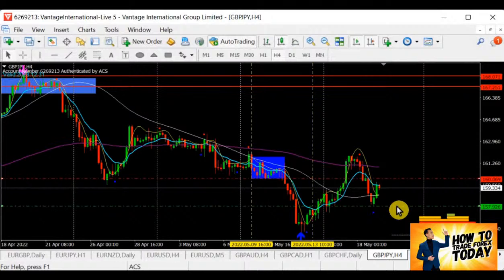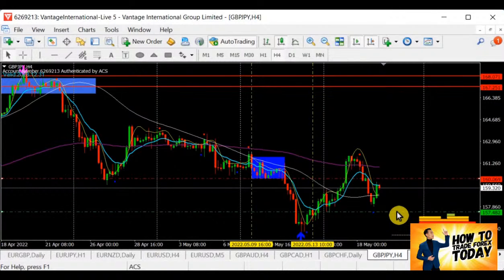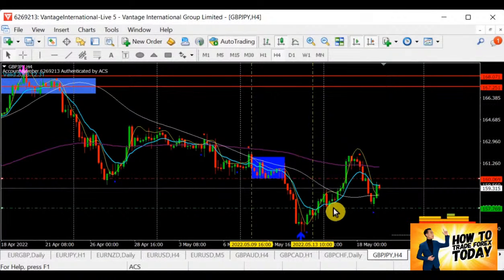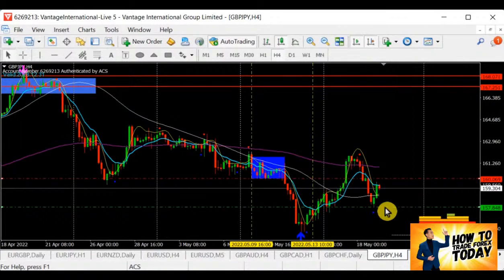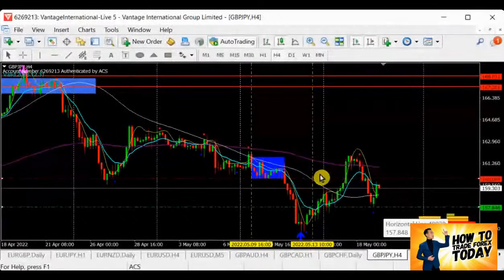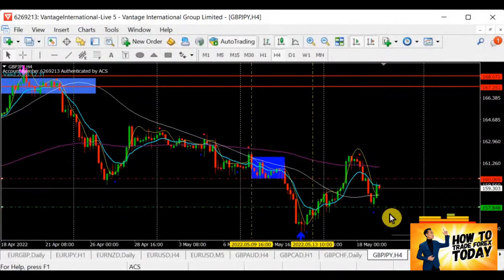So let me move my support level. As we can see, it has been tested here. This is the support area, over here. Now let's see how many pips we are away from the support area. We have 150. I guess this is pretty good. So Pound Yen, I'm going to put this into my list.